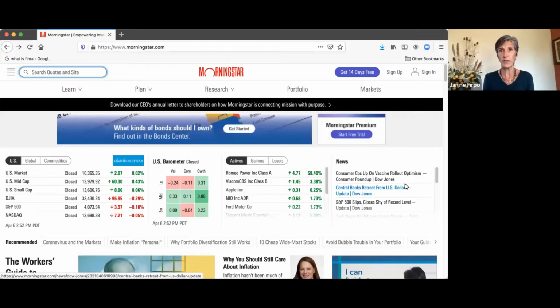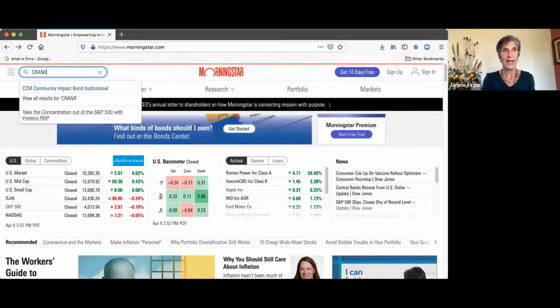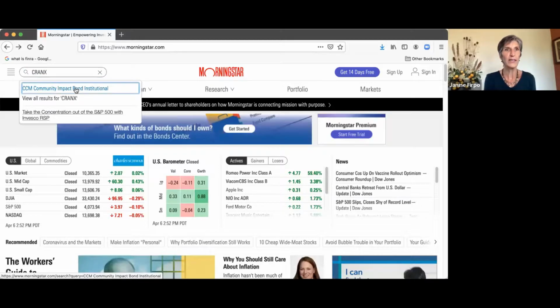So the first thing we're going to do is search for a particular bond fund, and the fund we're looking for is CRANX. And we'll just do a search on that. And you can see that that is the CCM Community Impact Bond Institutional. So I'll click on that.